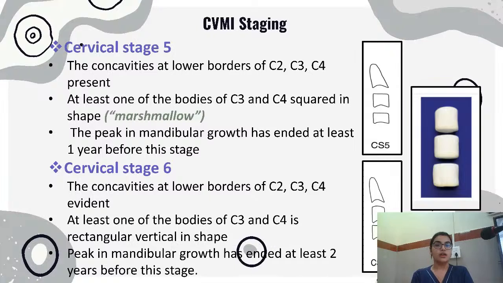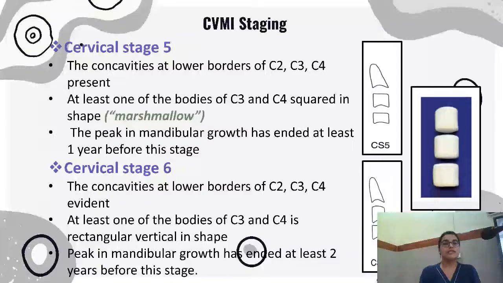Then CVMI stage 5: the concavities of the lower borders of C2, C3, and C4 are present. At least one of the bodies of C3 and C4 is square in shape, appearing like a marshmallow, and the peak of mandibular growth has ended at least 1 year before this stage.